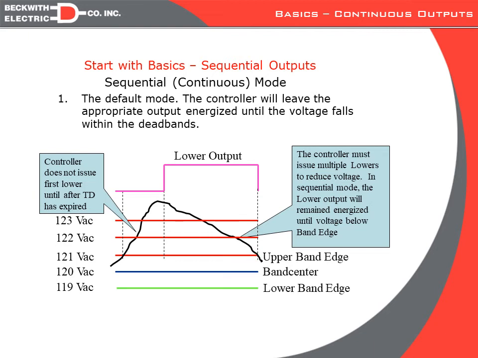The advantage of a continuous mode is it's the quickest way to get back into band if you're multiple taps out of band. The disadvantage can be that you can have a phenomenon called run-through or drive-through. And that typically occurs when you have a very tight band. So say I only have a 2-volt bandwidth, like in this example. I only have 2 volts from going from the upper band to coming out the lower band.